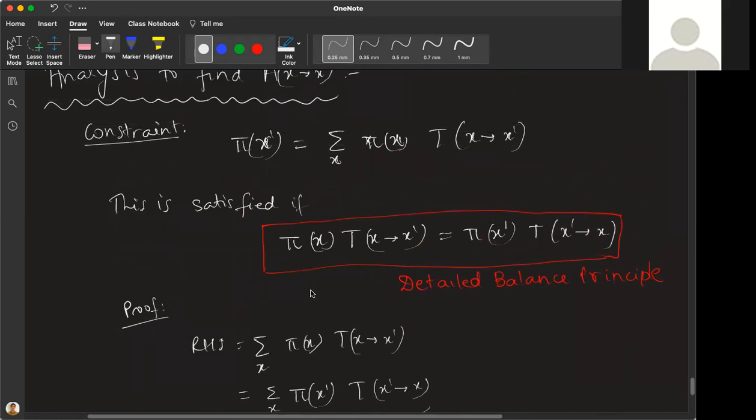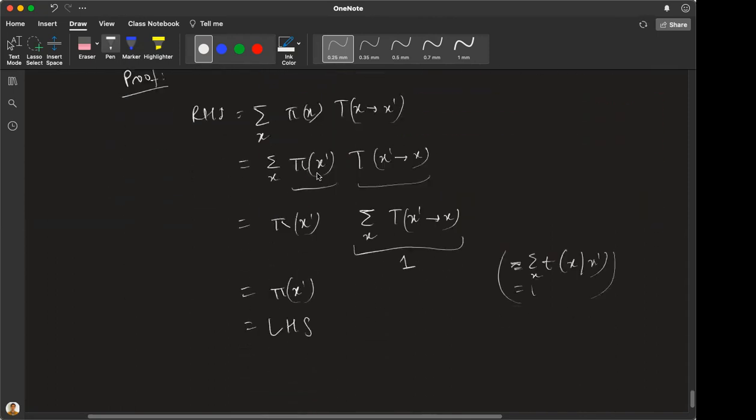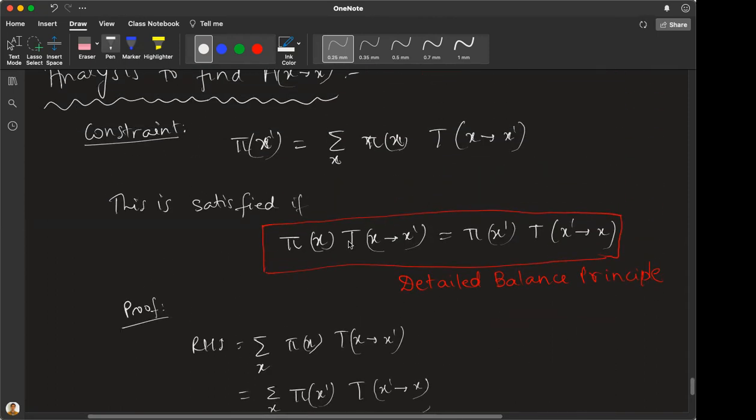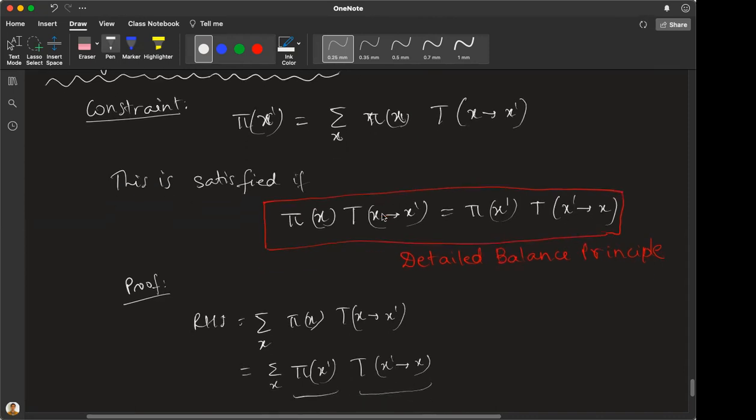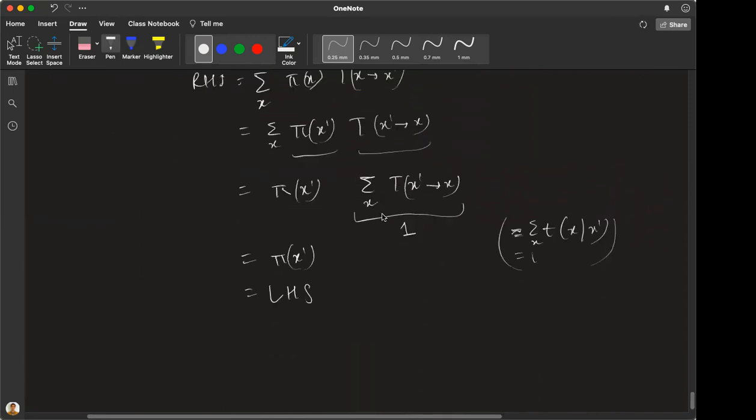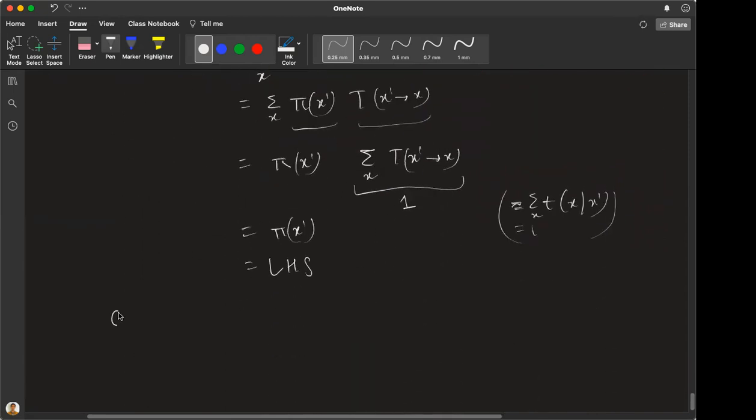So what you find is, if you satisfy this property, that being in x and then moving to x dash, and being in x dash and moving to x, are both the same, that is, if you satisfy this detailed balance principle, then automatically your stationarity constraint is satisfied. So we will use this constraint to determine my value of A. And how do I do that? It's very easy now. The question is, how to choose A.